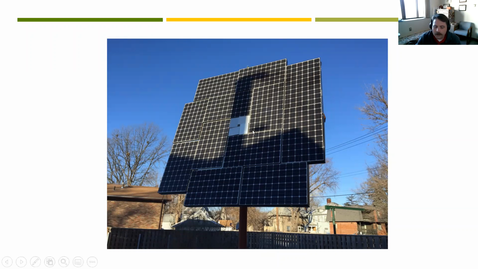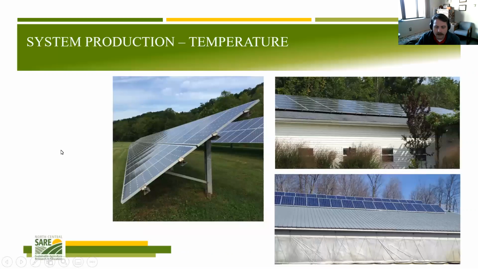So there are pros and cons to tracking systems. The largest con is moving parts that you've got to maintain. This one in particular breaks down on a semi-regular basis and needs fixing. Hopefully not major issues, but just stuff that you've got to work on. Yet it does produce more than if it was a stationary system at this location, because it does track the sun and gain some benefit. We'll talk about the details of that benefit in a minute.